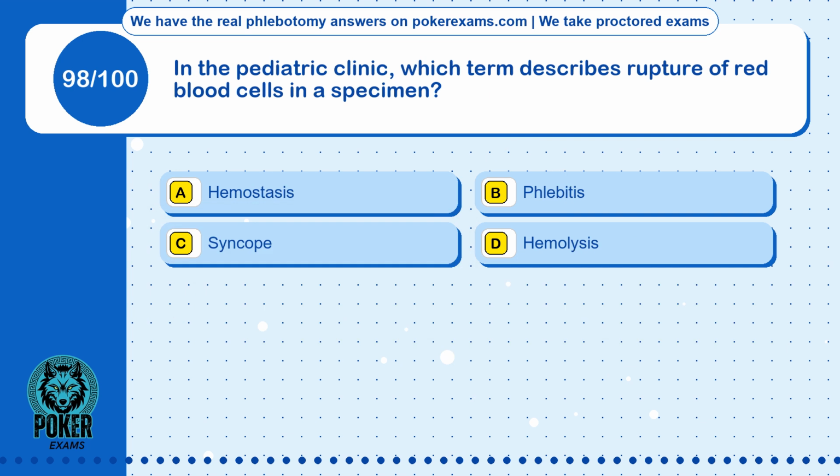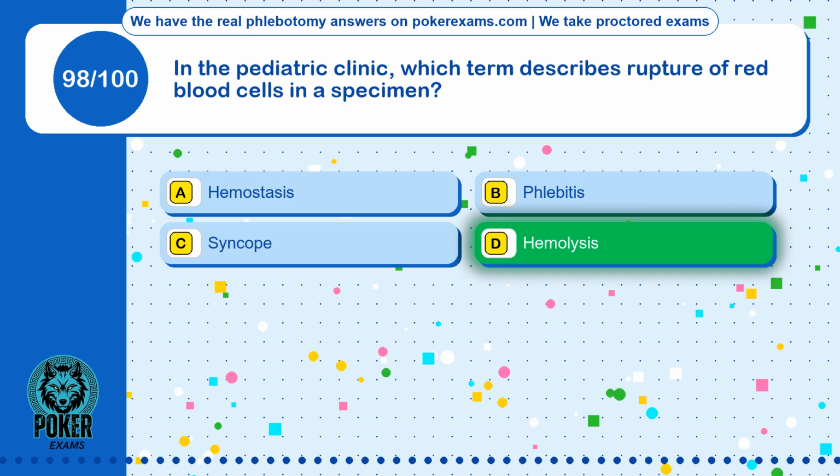Question 98. In the pediatric clinic, which term describes rupture of red blood cells in a specimen? Option A hemostasis. Option B phlebitis. Option C syncope. Option D hemolysis.